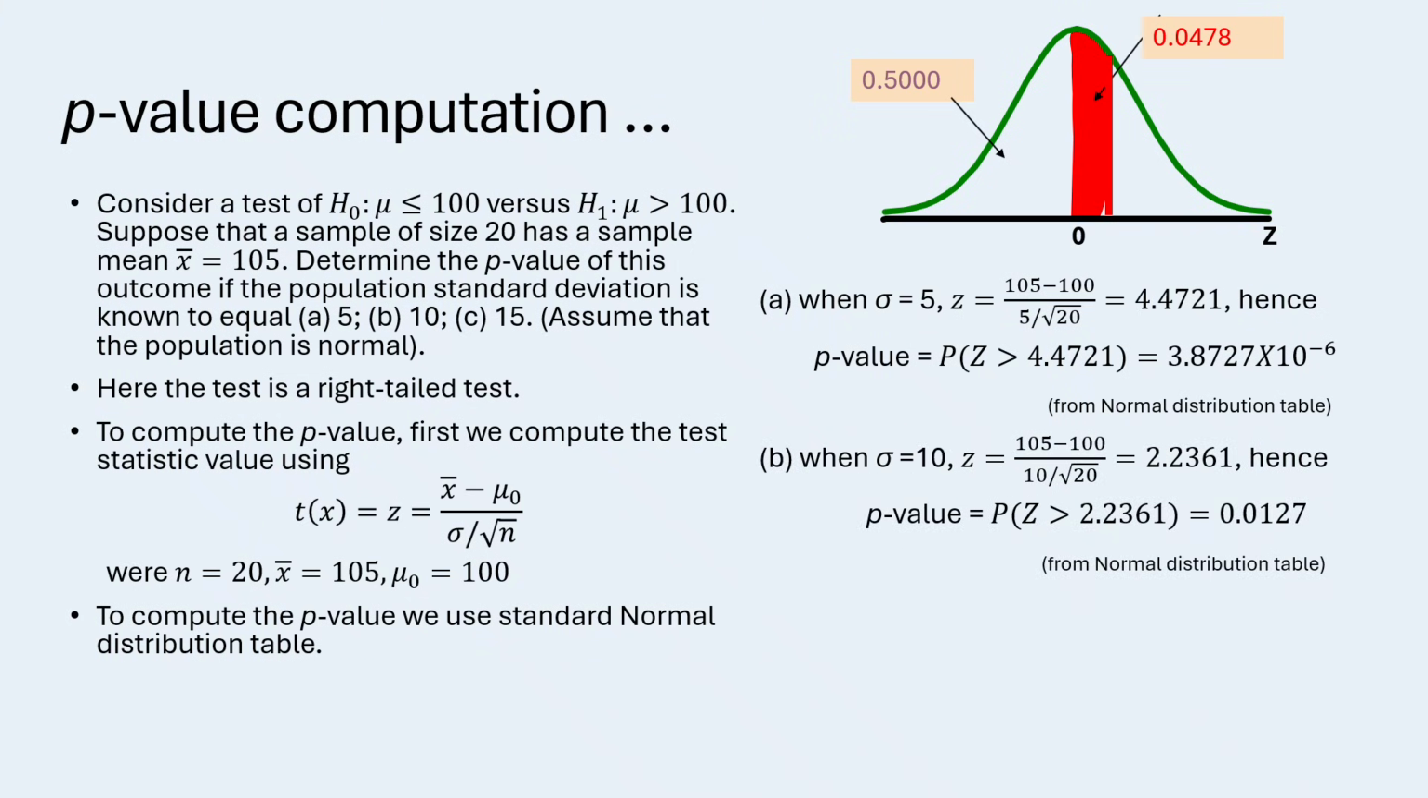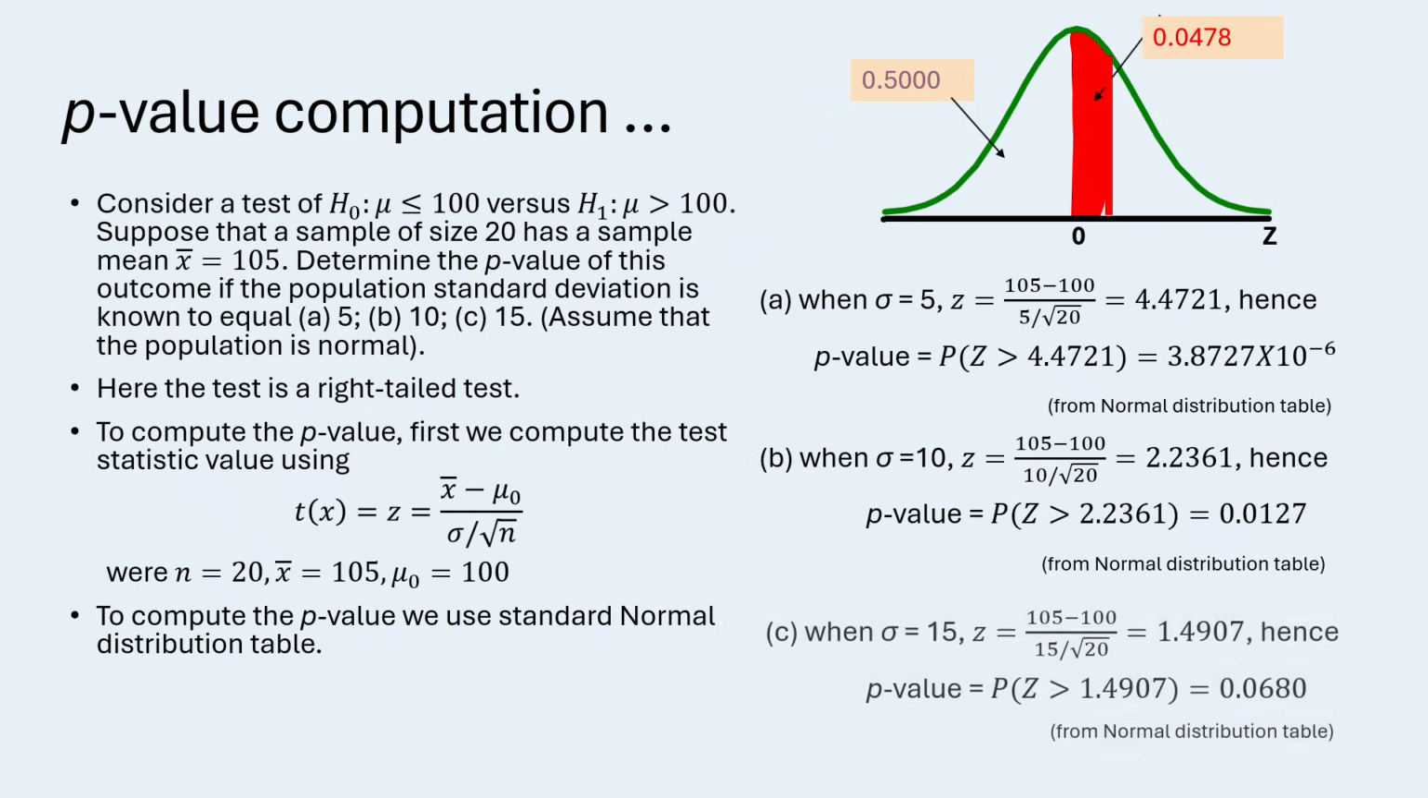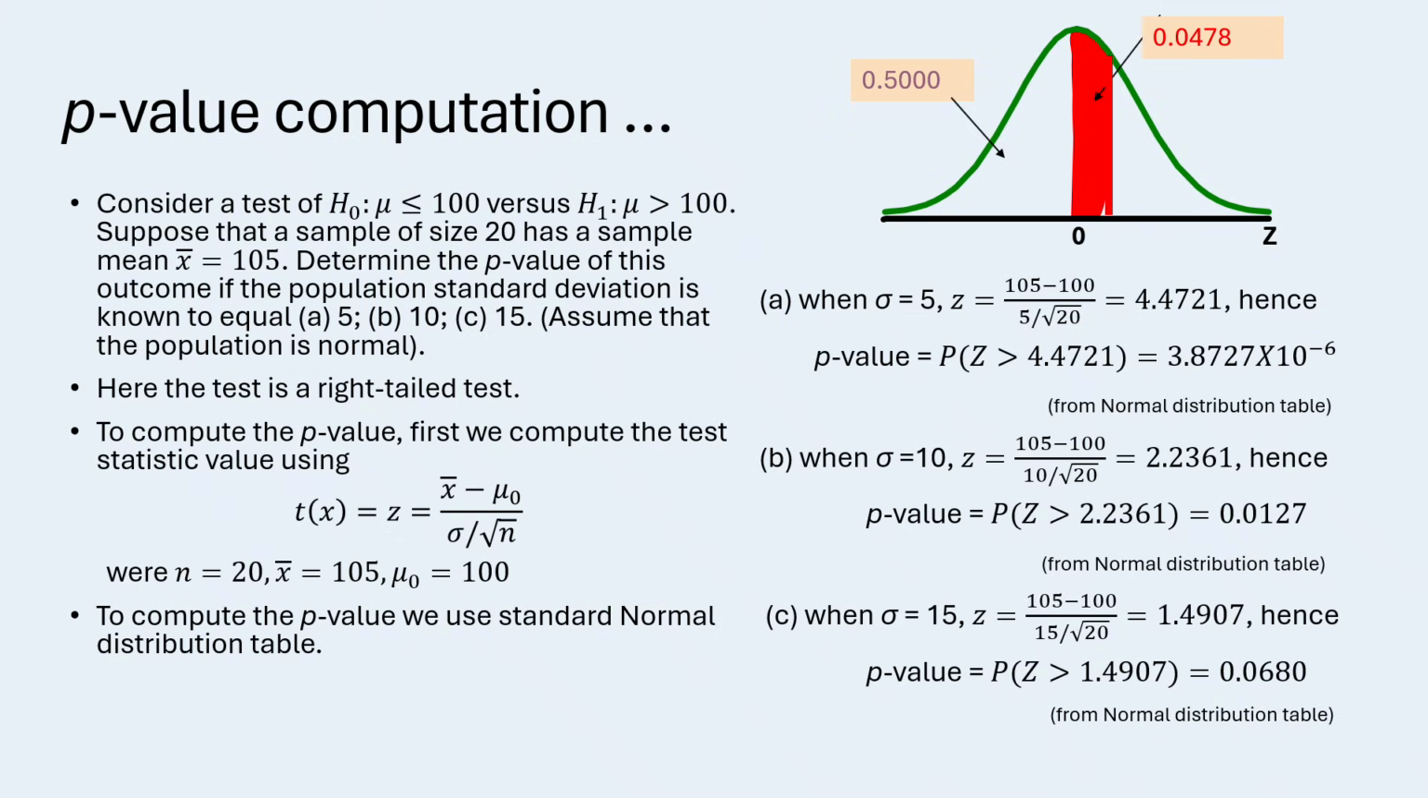Okay, it's very, very small. So in the second case, sigma is equal to 10, the p-value is coming out to be 0.0127, and in the third case, it's coming out to be 0.0680, slightly larger than 0.01. So here you can say probability is a probability value, actually speaking. Okay, so naturally the question comes, is there any convention?